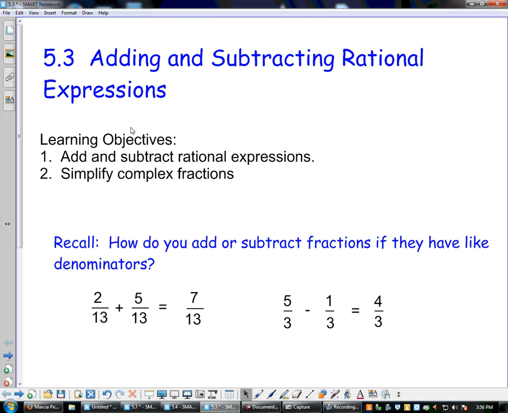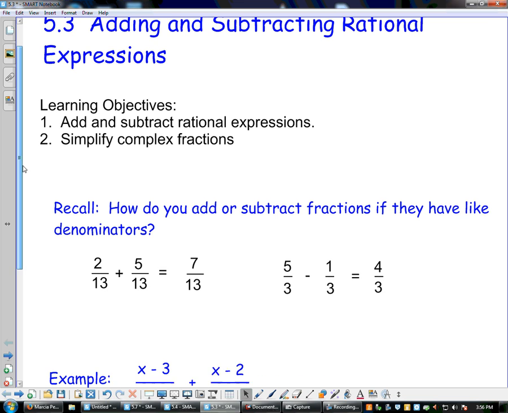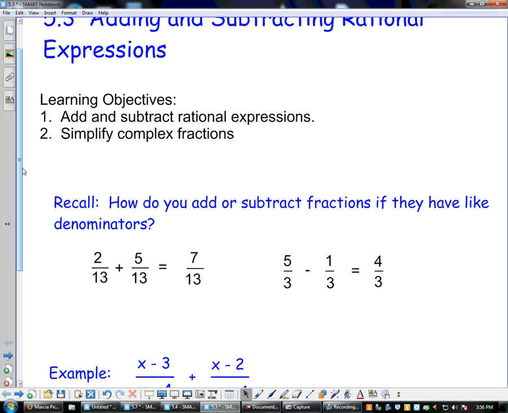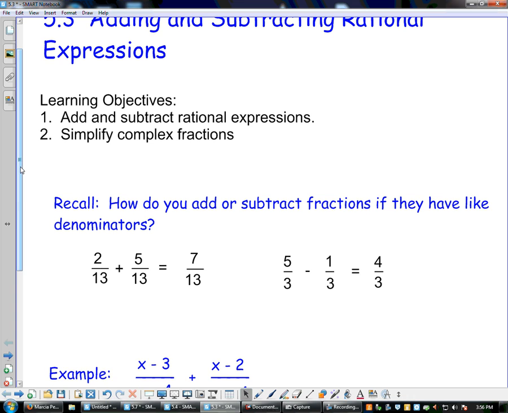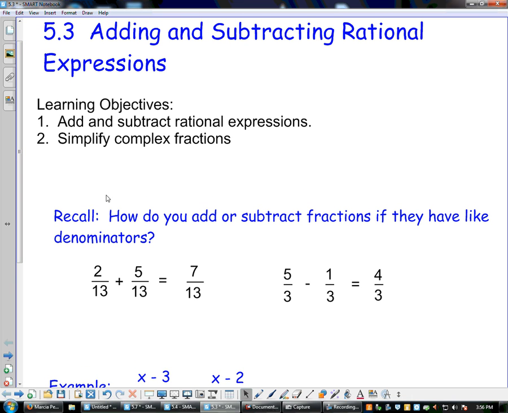And the learning objectives for this section, you'll learn to add and subtract rational expressions and to simplify complex fractions. Okay, we want to remember that we used to do this with our simple fractions here. So how do we add or subtract fractions when they had like denominators?